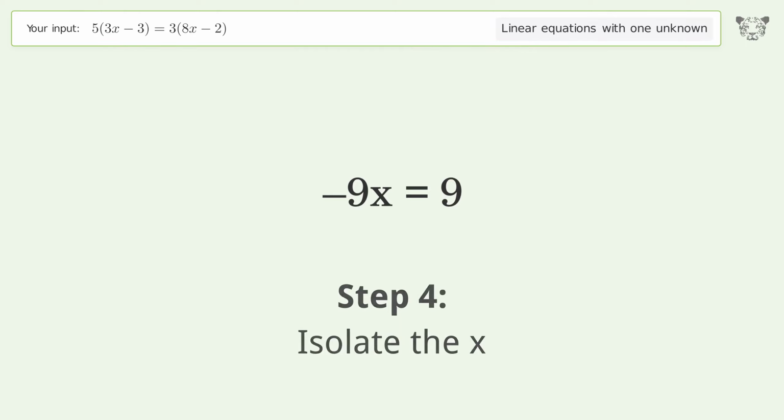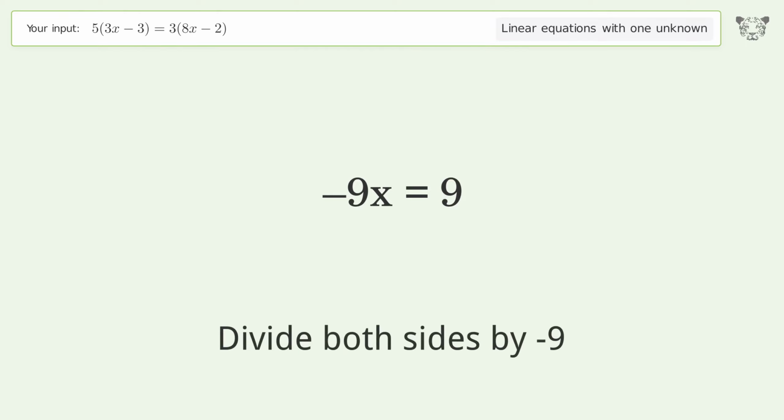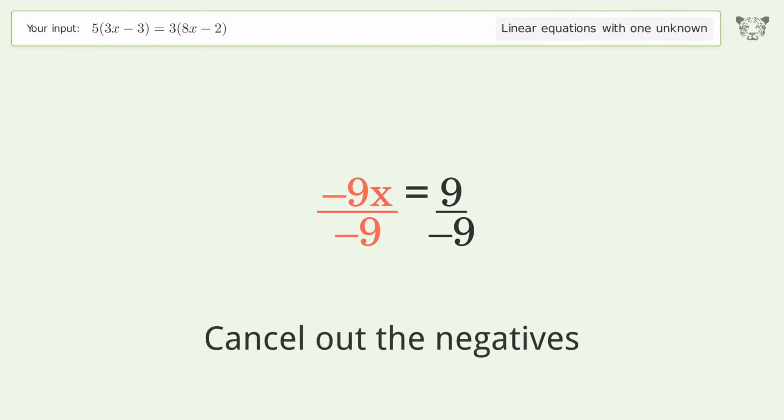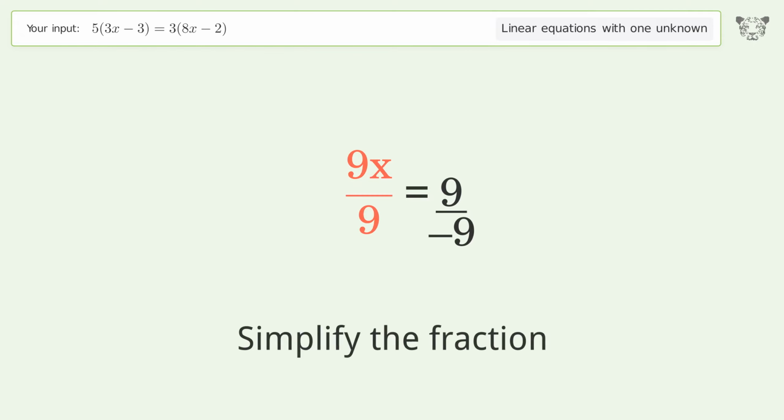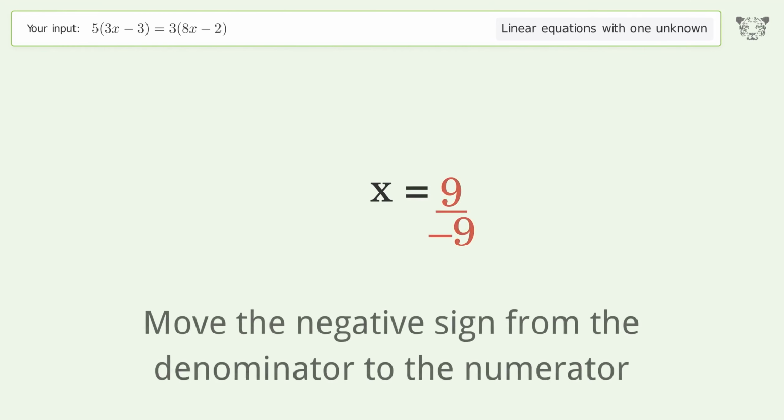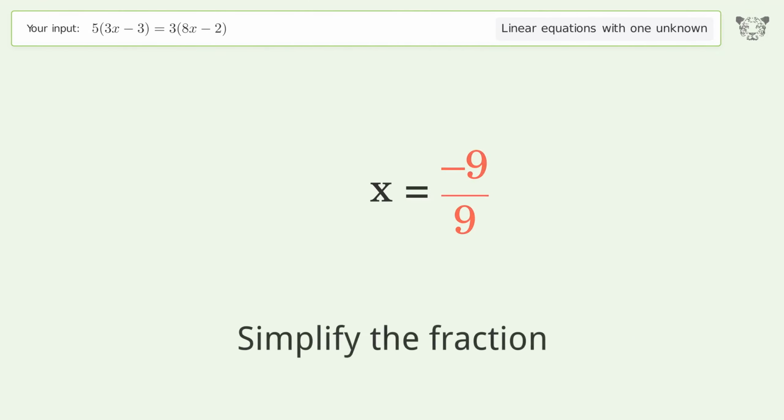Isolate the x. Divide both sides by -9. Cancel out the negatives. Simplify the fraction. Move the negative sign from the denominator to the numerator. Simplify the fraction.